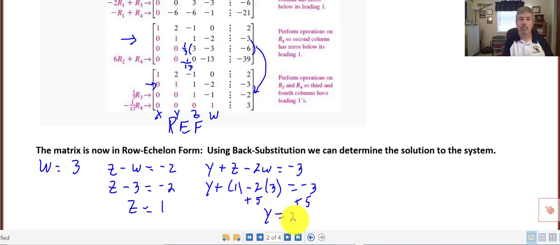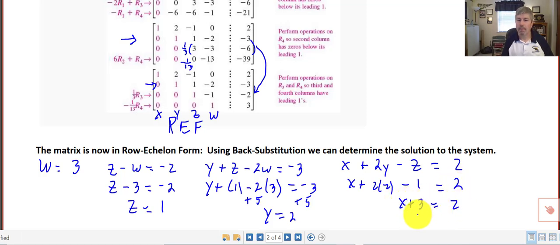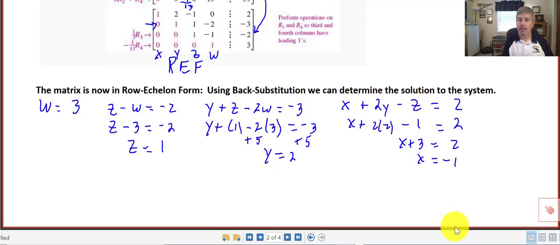And then our top row of our final matrix, we end up with x plus 2y minus z, and then w is 0, equals 2. We solve for x. So x plus 2 times 2 minus 1 equals 2. So we get x plus 3 equals 2, and x equals -1. And we have our solution. Our w is 3, x is -1, y is 2, and z is 1.